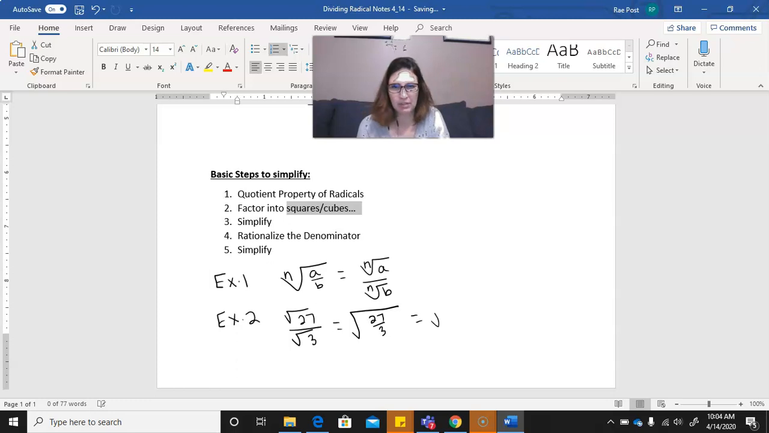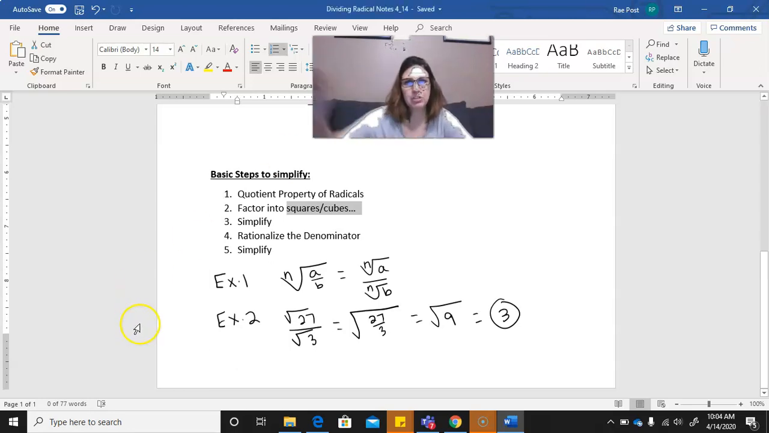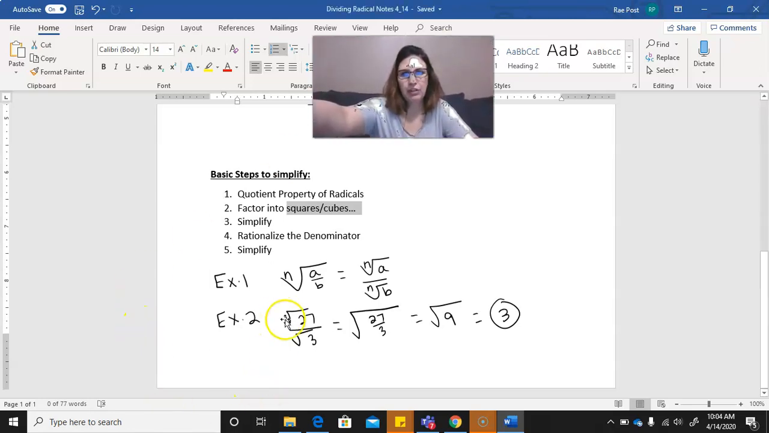And what's 27 divided by 3? Well, that's 9. What's the square root of 9? Well, that's 3. And that is a time whenever that quotient property is really, really helpful. Okay, so that's the time when that quotient property is really, really helpful whenever you have two radicals.